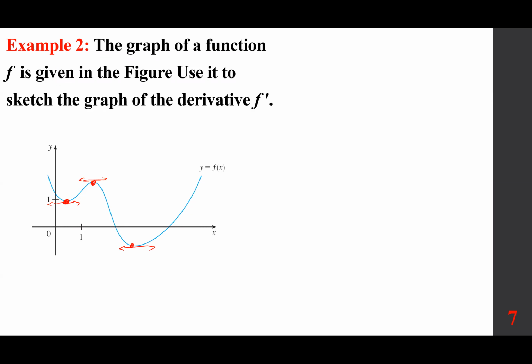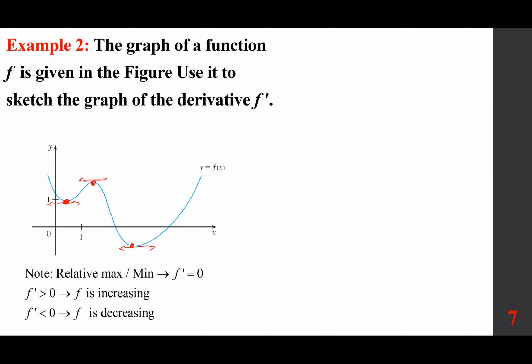Also, remember, the relative max and min occur at the peaks and valleys, and that's where f prime is 0. You have a horizontal tangent line. And remember, when f prime is positive, the function is increasing. f prime is negative, the function is decreasing. But I want to refresh your memory as far as increasing, decreasing.